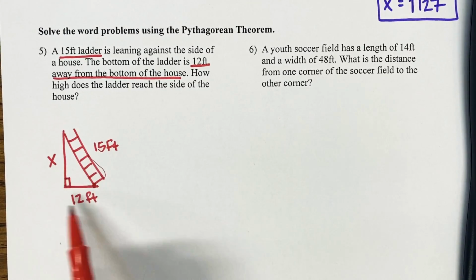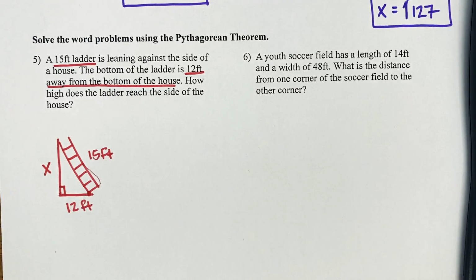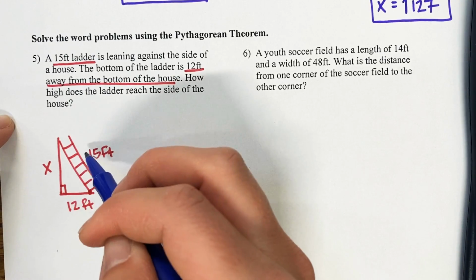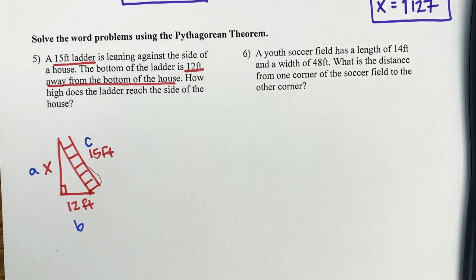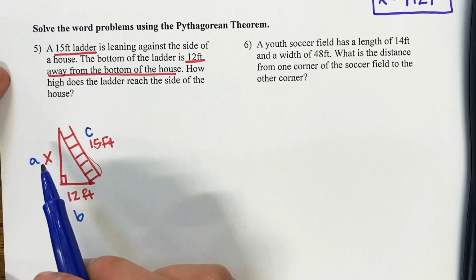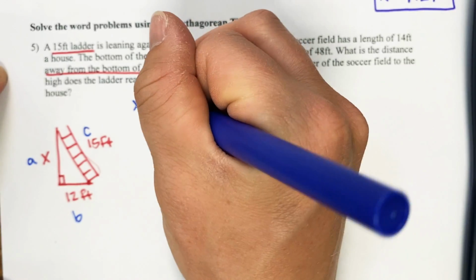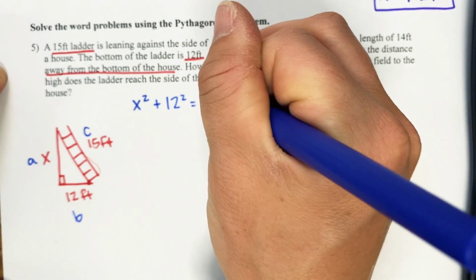Now we can use this to identify A, B, and C and solve using our Pythagorean theorem, just like up here. So if this is my right angle, let's identify A, B, and C. My C is always across from my right angle, so 15 is my C. That means X can be my A, and 12 can be my B. Beautiful. So now let's plug these numbers into our Pythagorean theorem. So we have A squared, my A is X, so X squared, plus B squared, my B is 12, so 12 squared, equals C squared, my C is 15, so 15 squared.